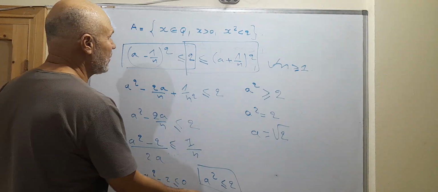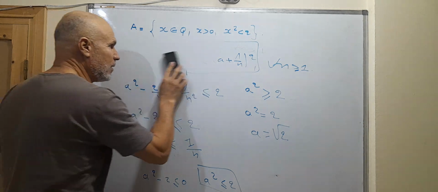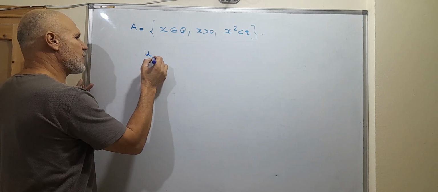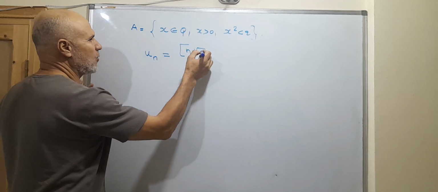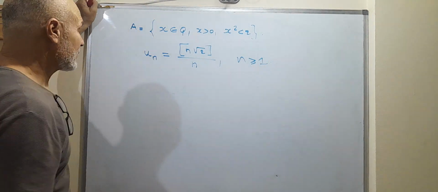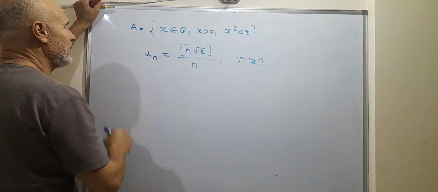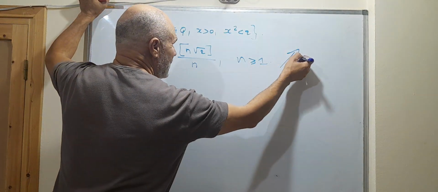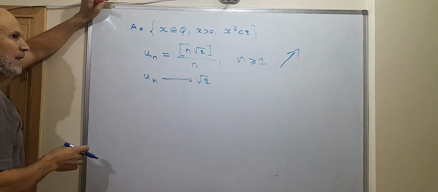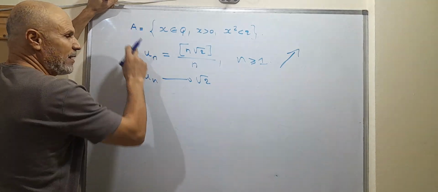I will give you the second method. For the second method, we consider the sequence u_n equal to the integer part of n square root of 2, over n, for n greater than or equal to 1. This belongs to A and it is non-decreasing, and u_n converges to the square root of 2. So the supremum of A is equal to the square root of 2.